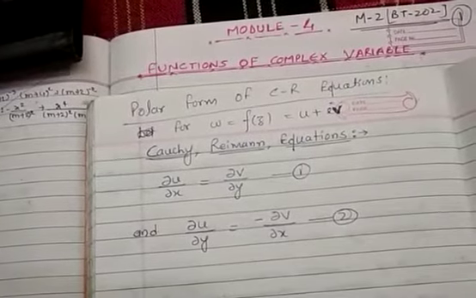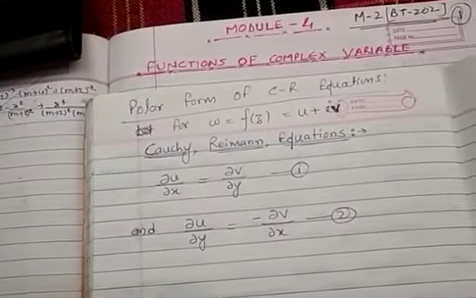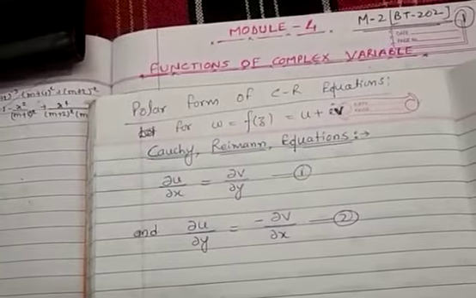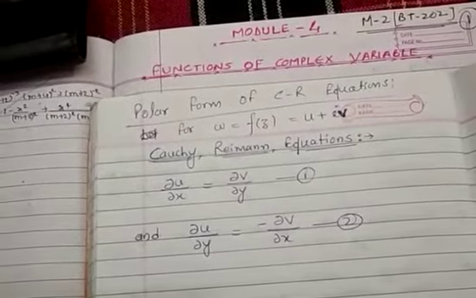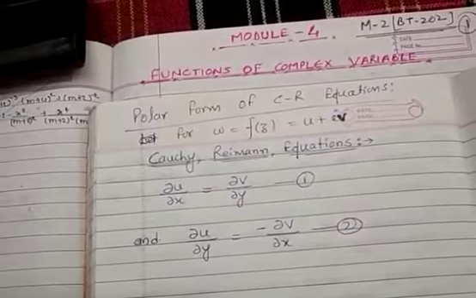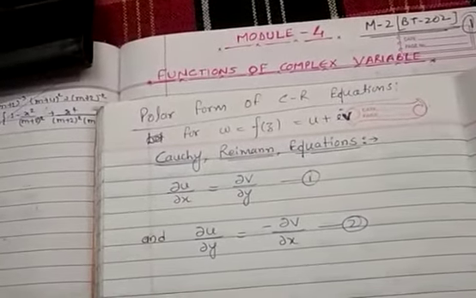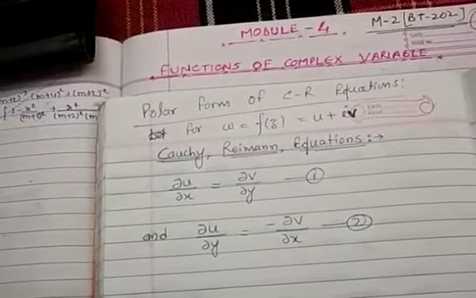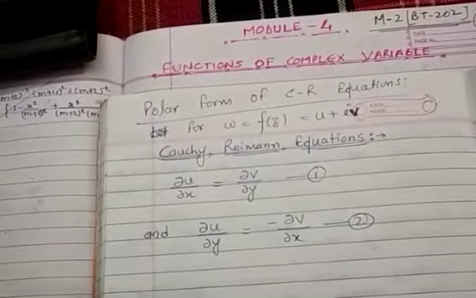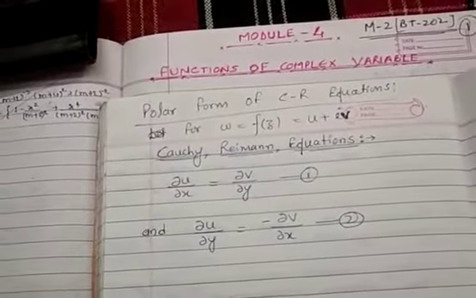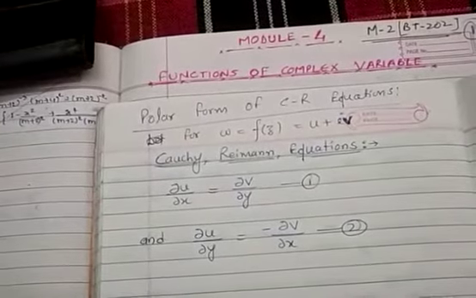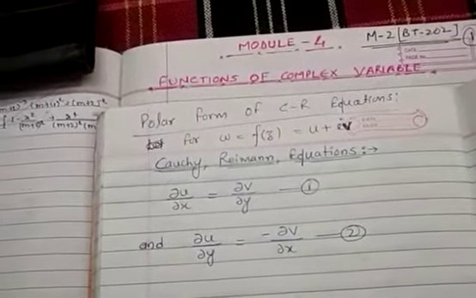f of z is equal to u plus iota v, where u and v are function of x and y. z is a complex variable, u plus iota v also a complex variable. For this, the Cauchy Riemann equations are del u upon del x is equal to del v upon del y, and the second equation is del u upon del y is equal to minus del v upon del x.